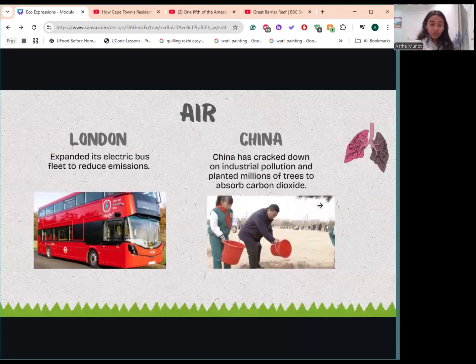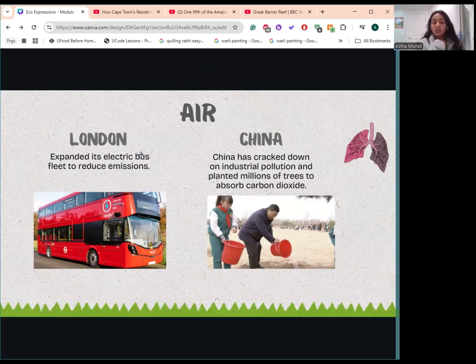So what are some other countries doing to combat air pollution? London also has this issue, not to the extent Delhi does, but London is expanding its electrical bus fleet to reduce emissions. So it's encouraging more people to use public transport to get around, and they have electrical buses, which also reduce emissions.